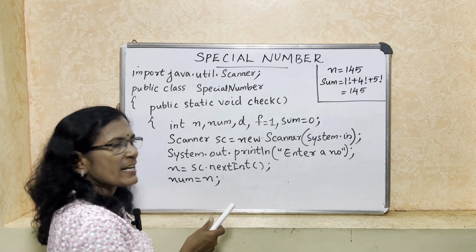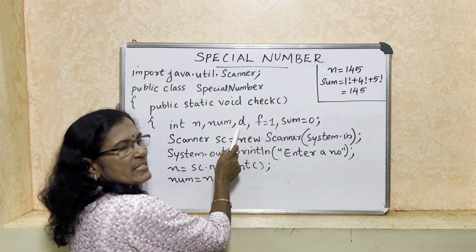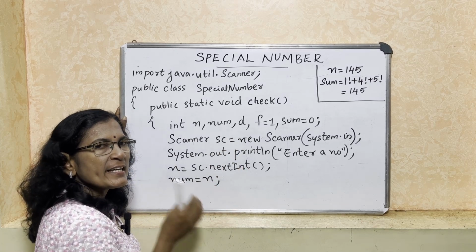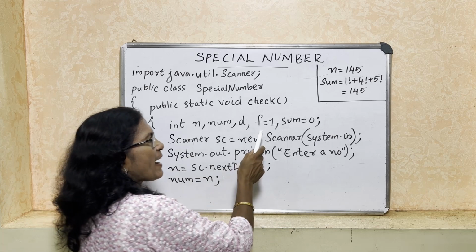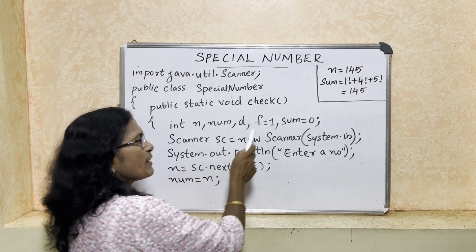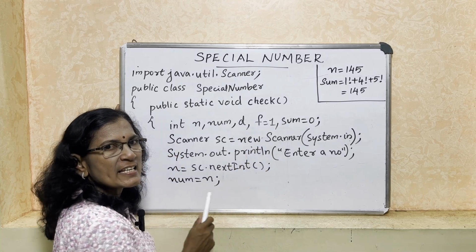We have to extract the digits of the number. To store the extracted digit, the variable d is declared. And each extracted digit's factorial has to be calculated. To calculate the factorial of a number, the variable f is declared and it is initialized as 1.